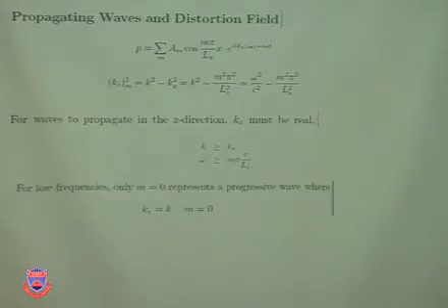Kz must be real. For low frequencies, only the plane waves propagate. What is a distortion field? A distortion field in this sense is when the geometry is an odd shape.